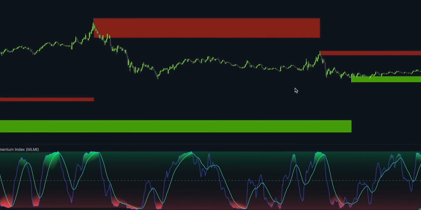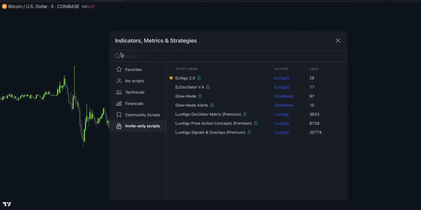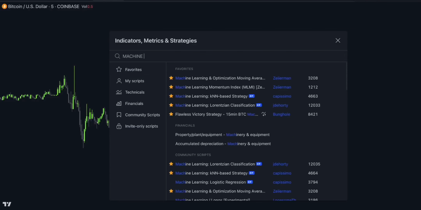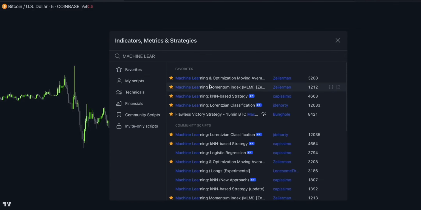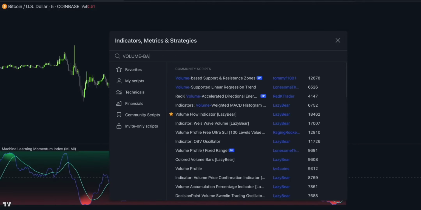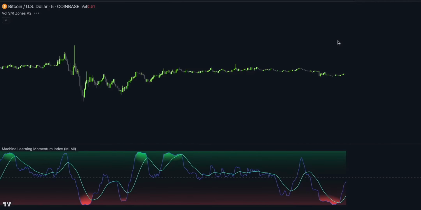In order to build the same setup you see on my screen, you'll need to first open any chart on TradingView and click on the indicators. The first indicator you're going to search for is called the Machine Learning Momentum Index. This tool was published by Zimerman. The second indicator you'll need is called Volume-Based Support and Resistance Zones by Tommy F. 1001. Don't worry about the chart looking messy. I'll show you how to fix this in a second.